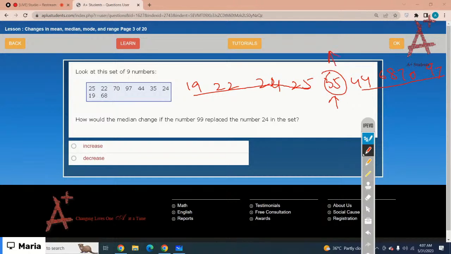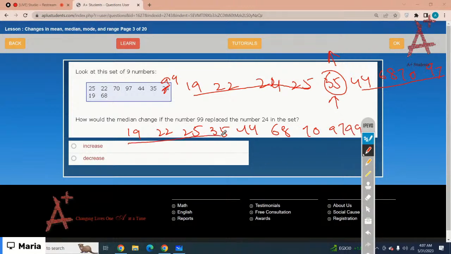Got it? Okay, now you have to replace 24 by 99. This one is now 99. Let's just arrange them and see. They are now 19, 22. You don't have 24 now. 25, 35, 44, 68, 70, 97, and 99.